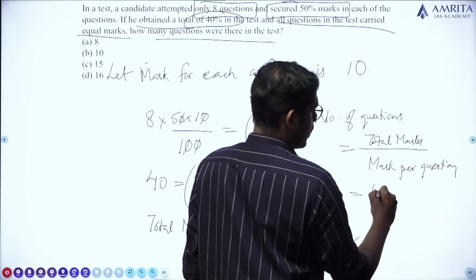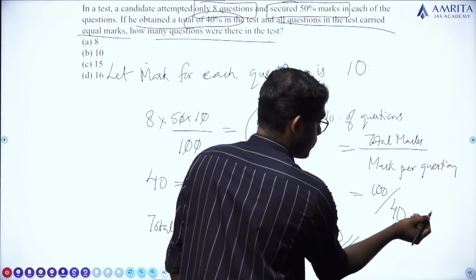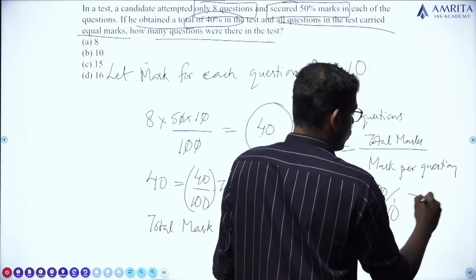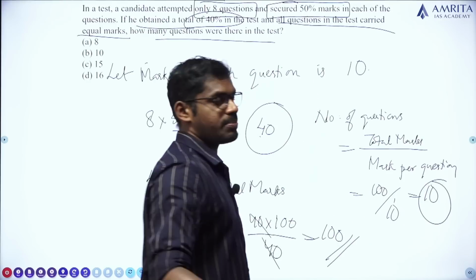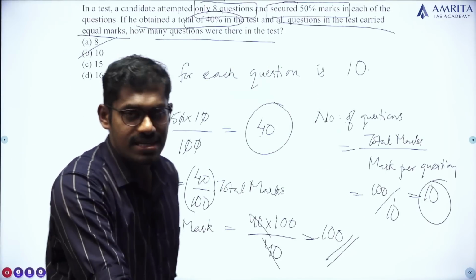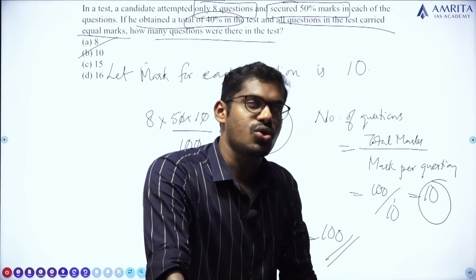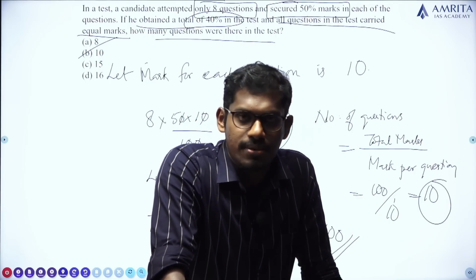That is, the total marks is 100, marks per question is 10. So the number of questions will be 100 by 10, which is equal to 10. So the answer for this question is option B. Simple. So if we know, we can assume the marks of each question.